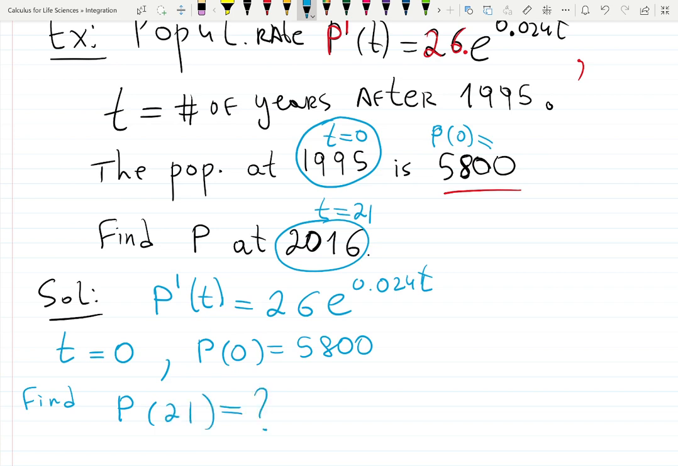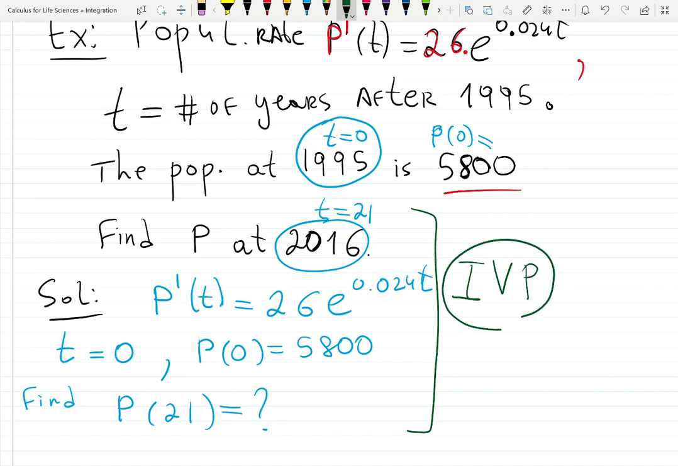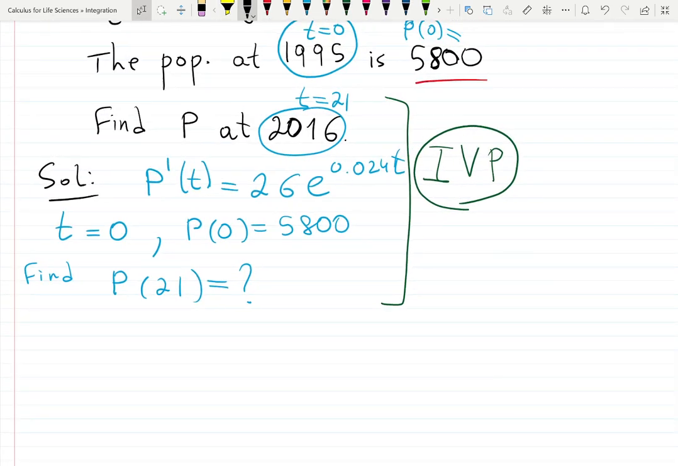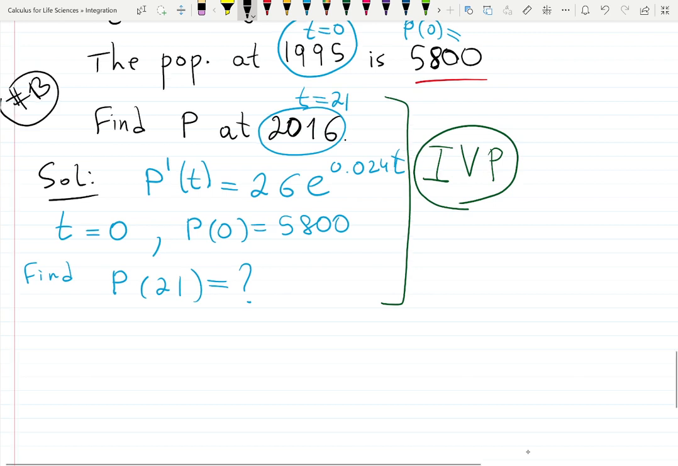Two steps: integrate, plug in to find your C, and plug in the number they want. It's exactly what we just did, and I call it an initial value problem. It has an extra step at the very end. First you integrate, and you will have an answer with C. To find C, you use P at 0 is 5800, and then at the very end, you plug in the number they gave you, 21. Can you do that? This is number 13 on the exam review.